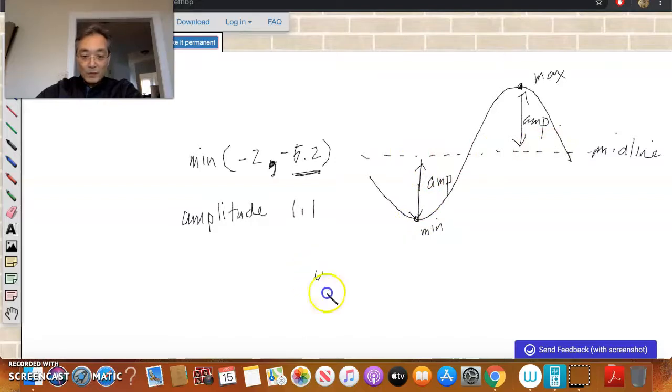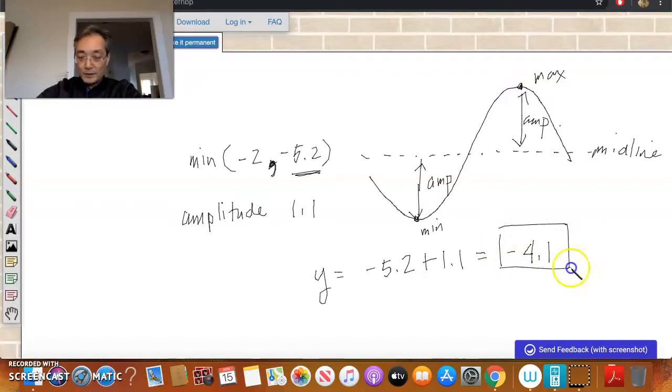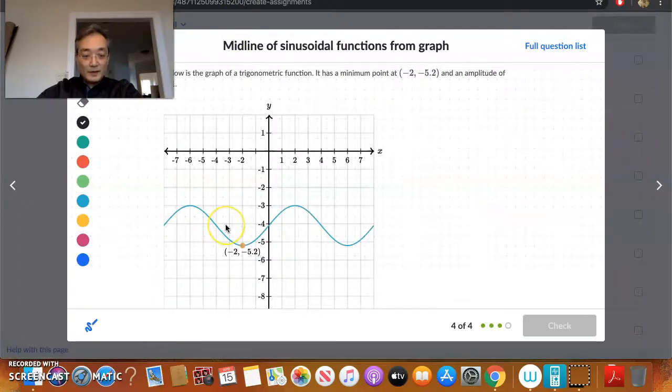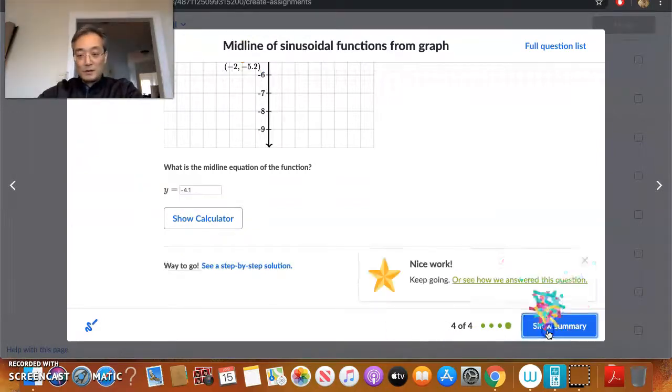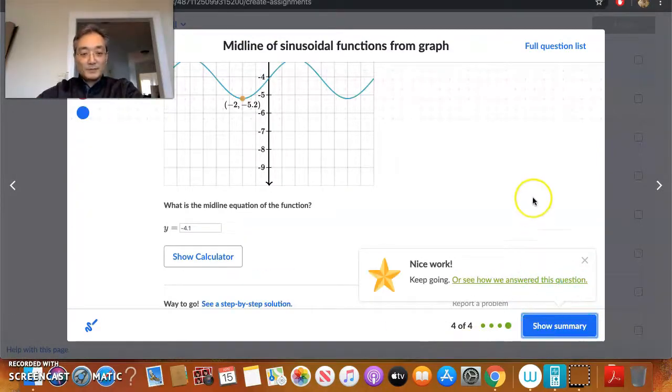So y is equal to negative 5.2 plus 1.1. And that's going to give us negative 4.1, I believe. Okay, and that should be our midline. So let's go and check. Negative 4.1, negative 4.1. And that is correct.